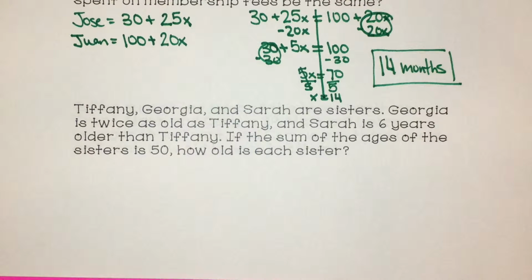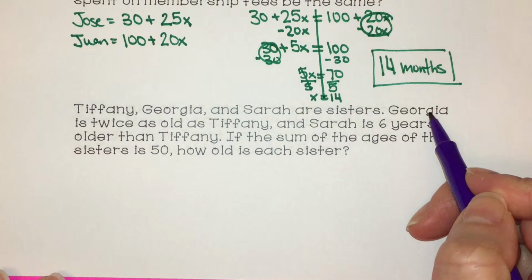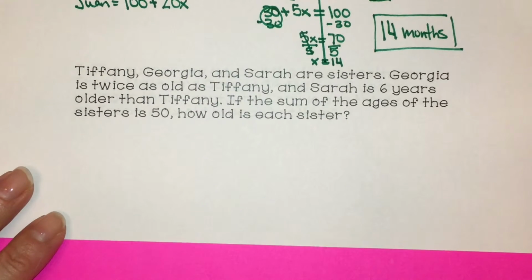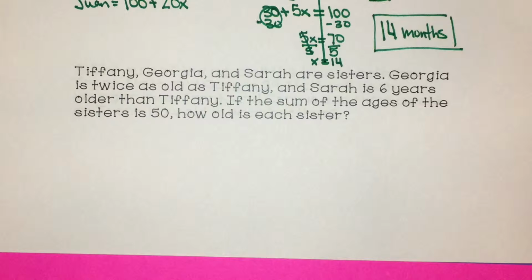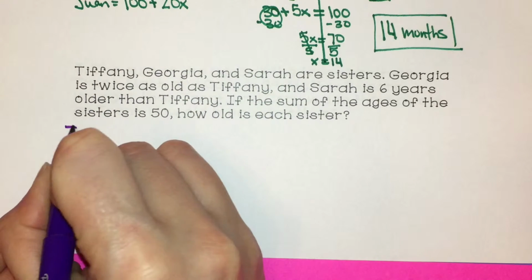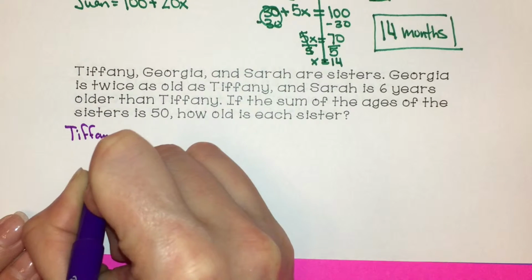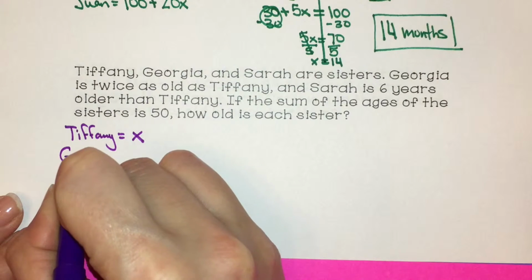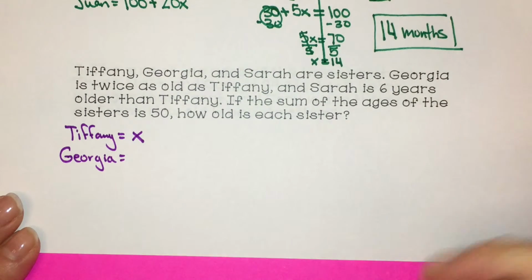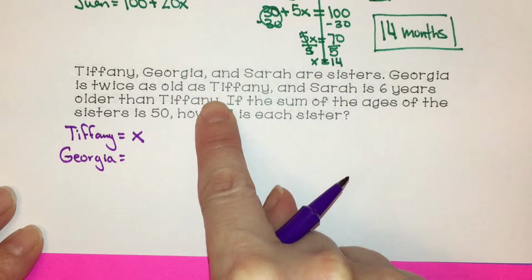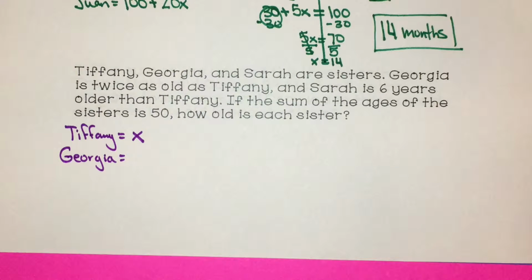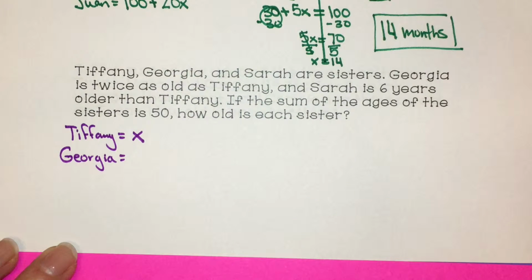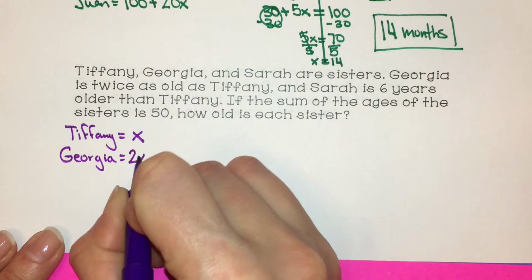All right, so we can see that Georgia and Sarah's ages are both compared to Tiffany's. So we're going to start with Tiffany's age. And because each of their ages uses Tiffany's, we're going to say that Tiffany's age is equal to x. So then when we look at Georgia, it says Georgia is twice as old as Tiffany. So twice as old, that would be 2 times Tiffany's age. If we say Tiffany is x years old, that would be 2 times x, or 2x.